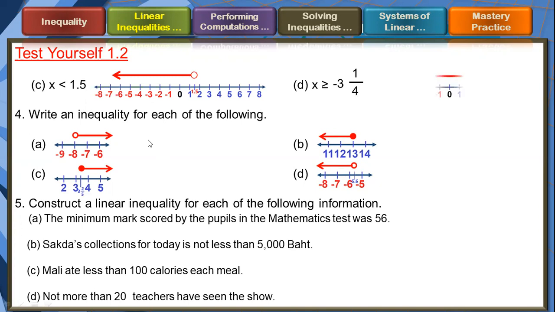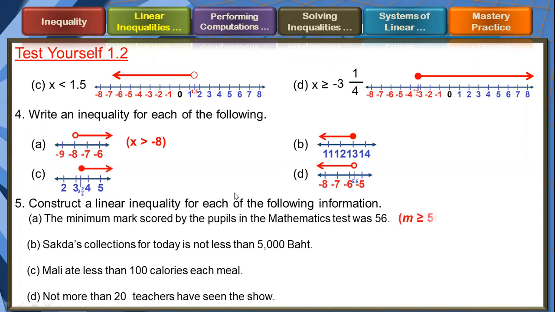So for A, and same thing with D here. So for A, it's x is greater than negative 8. So going to the right means greater than, no shaded part, or the circle is not shaded. So therefore, it doesn't have equal here. So we'll use the number here, negative 8. So you're going to do the same for letter B, C, D.